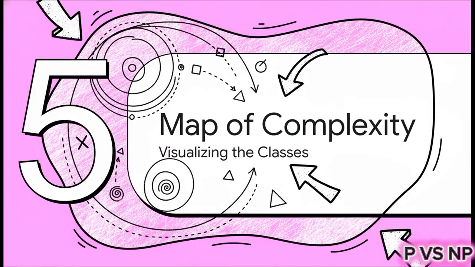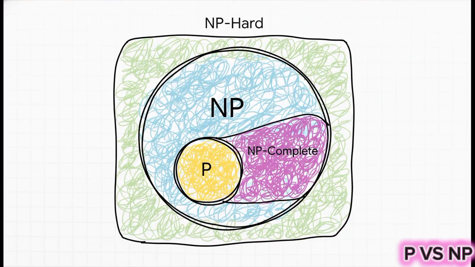Okay, let's just take a quick step back and visualize how all of these classes actually fit together. It'll help to see the whole picture. So here's how it all lays out. Imagine a big circle that represents all the problems in NP. Inside that, you've got a smaller circle for P. Those are the problems we know we can solve quickly. The whole million-dollar question is whether that little P circle is actually the exact same size as the whole NP circle. Now, also inside NP are the NP-complete problems, right at the core, the hardest of the hard.